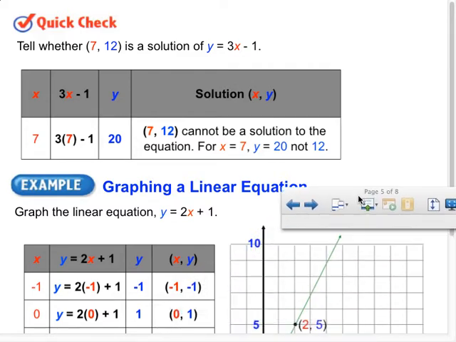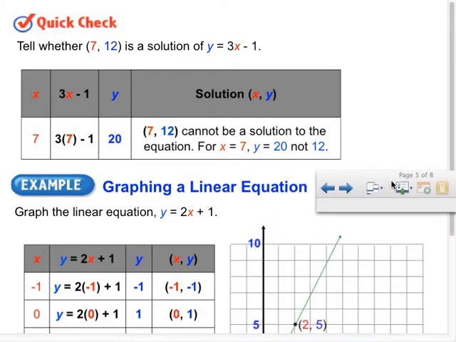All right, so tell whether 7, 12 is a solution of the equation. Well, if we plug it in, is it a solution? No, because if I substitute 7 into that equation, I get back 20.